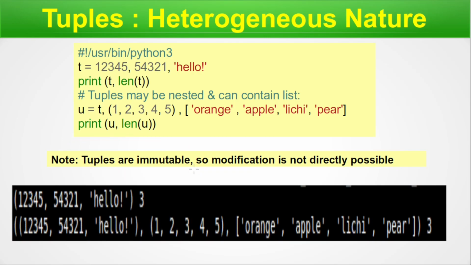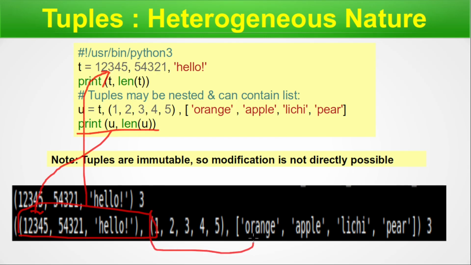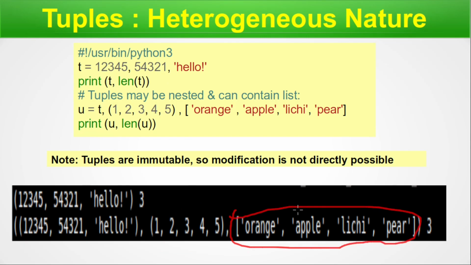Here, once we run the code, we get this output. This is the first print command, which prints our initial tuple here, and you can see the len operator here gives the number of elements, that is 3. Once the code goes further, this print command is executed and it prints u. So the first element here is nothing but our first tuple, right? And the next element is a list, which is here, and the next element is another list, which is here. So you can see the heterogeneous nature of the tuple here.